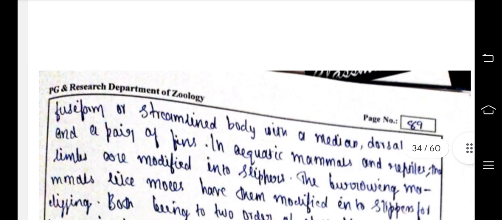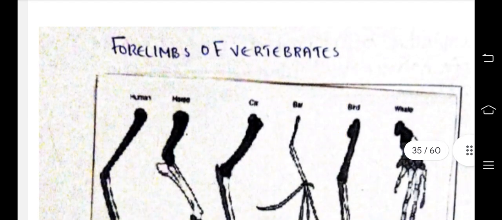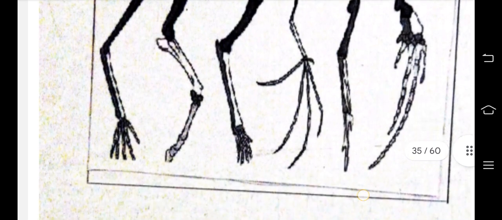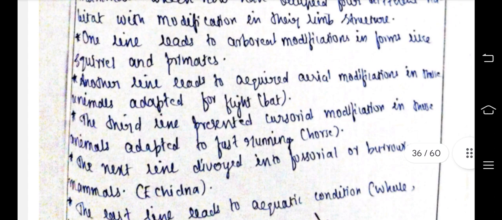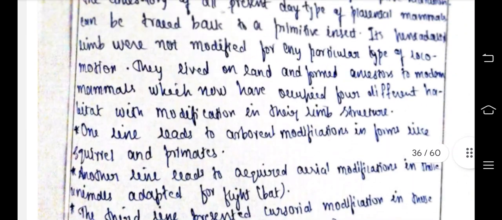Convergent evolution in wings: bat wing, bird wing, then insect wing. Convergent evolution in wing structure. Then forelimbs of vertebrates indicate convergent evolution. Okay. Then some other aspects related to this.